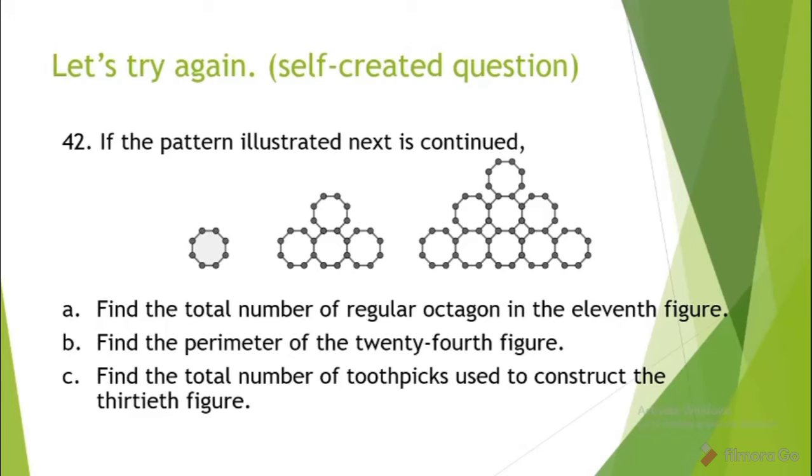So, ano ba yan? A, find the total number of regular octagons in the 11th figure. B, find the perimeter of the 24th figure. And C, find the total number of toothpicks used to construct the 30th figure. Dapat 30th po. 30th.